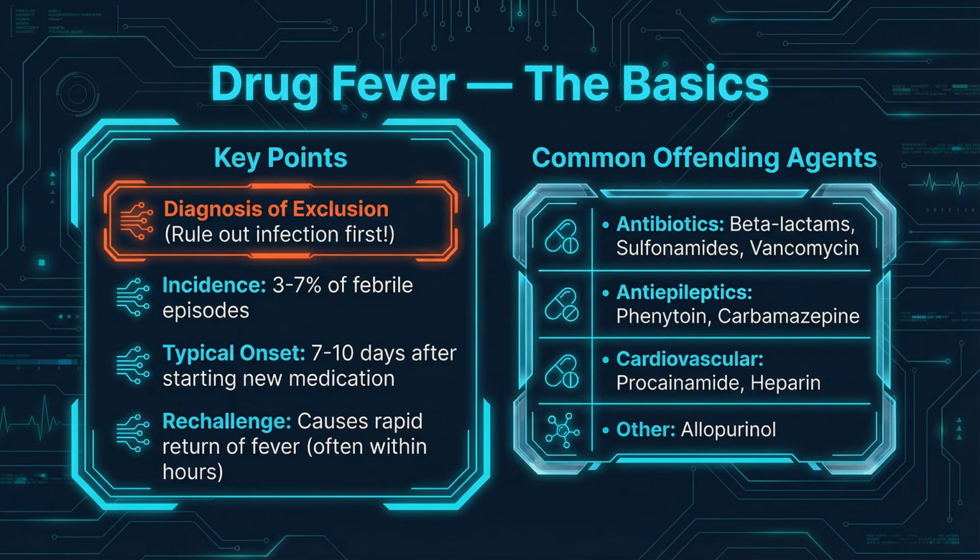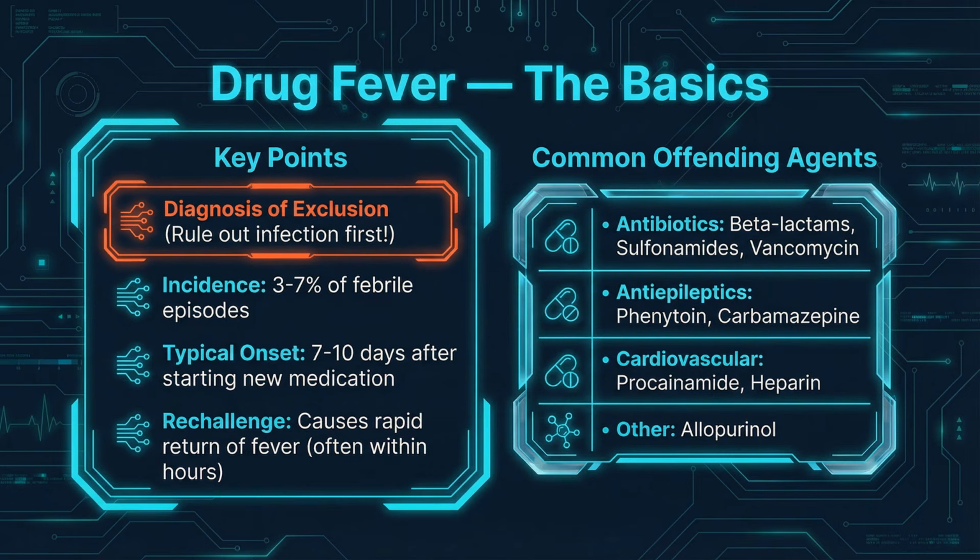Let us discuss drug fever. This is strictly a diagnosis of exclusion. You must rule out infection first. Drug fever is estimated to account for 3 to 7% of all febrile episodes in hospitalized patients, although the exact incidence remains uncertain due to underreporting. The onset is typically 7 to 10 days after starting a new medication.